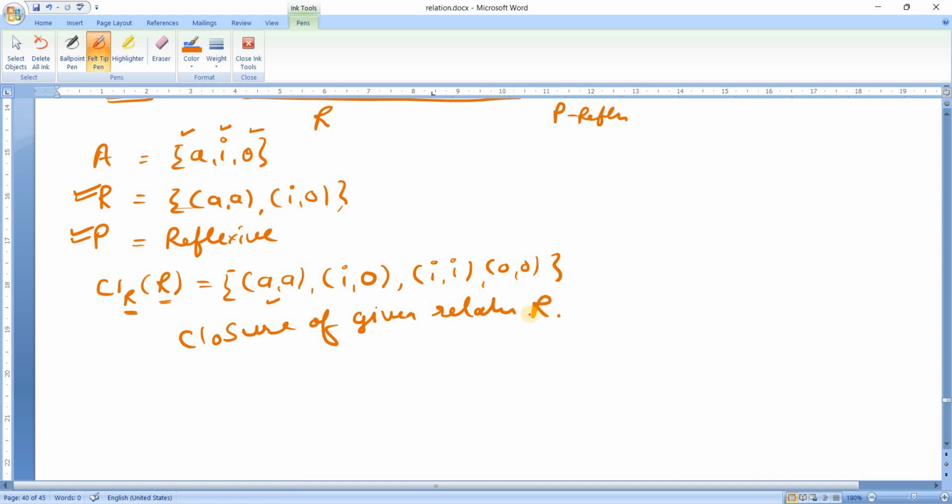In the next lessons, we will understand how we calculate the reflexive closure, and then symmetric closure, and then transitive closure.